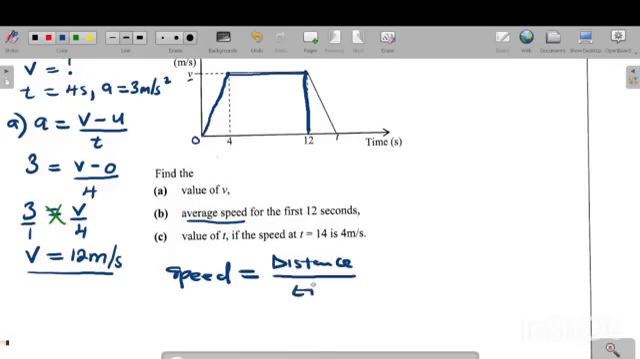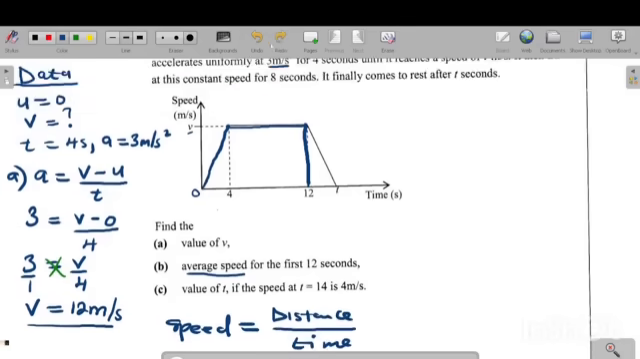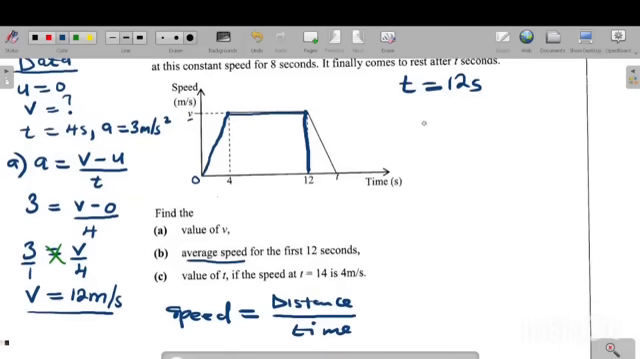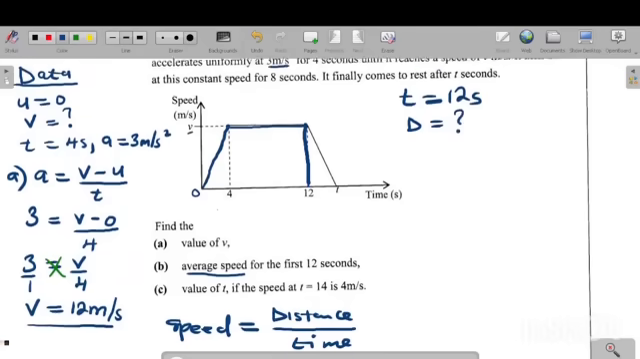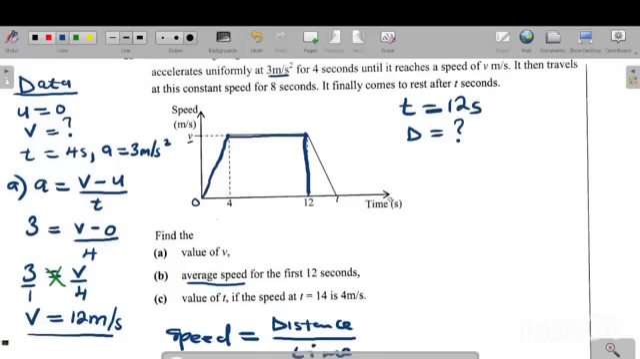divided by time. Okay, now in our case we've been given time as 12 seconds, in the first 12 seconds. Then do we have distance? We don't know the distance. We don't have the distance d. Okay, now how do you find the distance? There are actually many ways you can find the total distance that the car covered in the first 12 seconds.